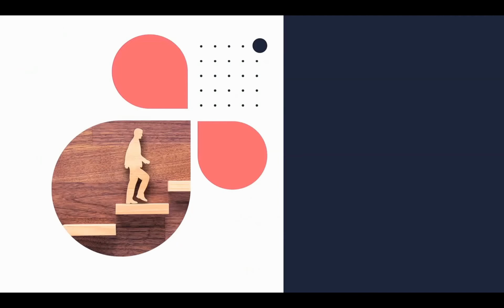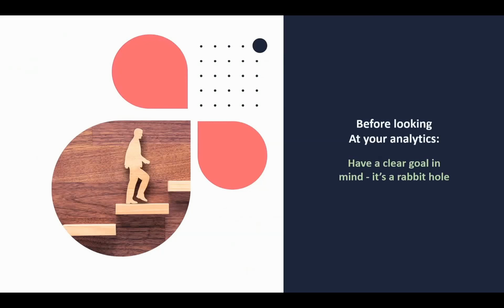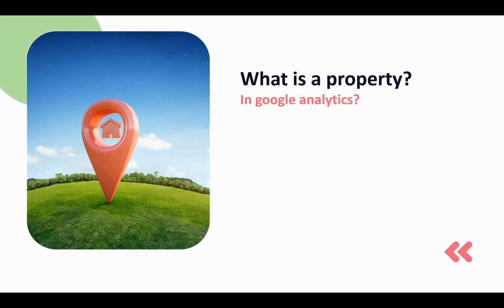One of the most important things I'm going to tell you about analytics is that before looking at it, please have a clear goal in mind in terms of what you want to achieve by looking at your analytics. Do you want to see your website performance or a specific page's performance or an audience? Have that clear goal. Otherwise, it is a complete rabbit hole. There's so much information, data, reports, so many things that you can do, and you can literally get lost for hours. So first up, we have properties.